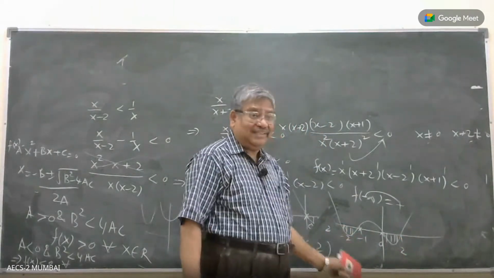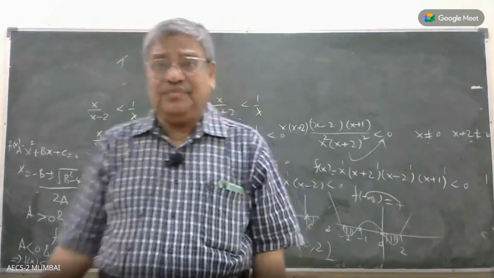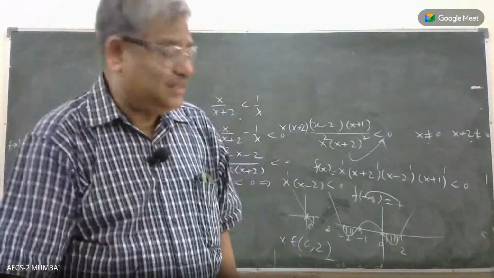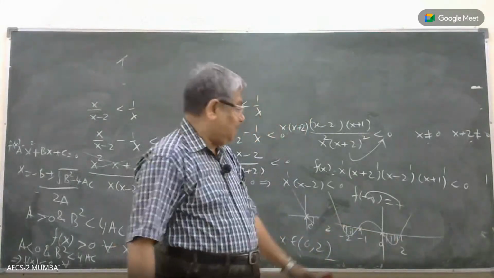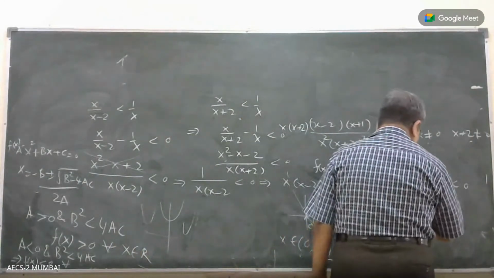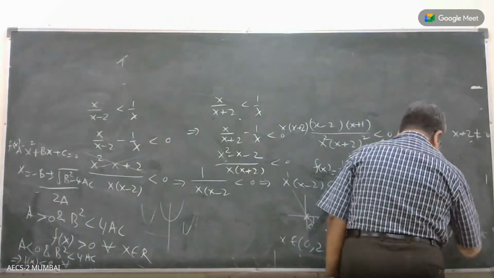Then after plotting this rough sketch, find out where all it is negative. This curve, negative means it is below the x-axis. These intervals are the solution. So what are the solutions? X belongs to minus 2, minus 1.